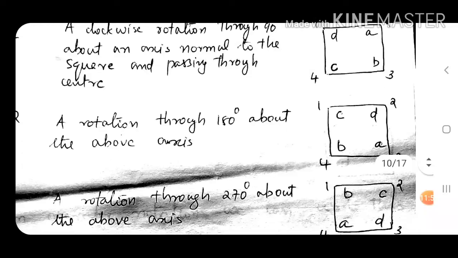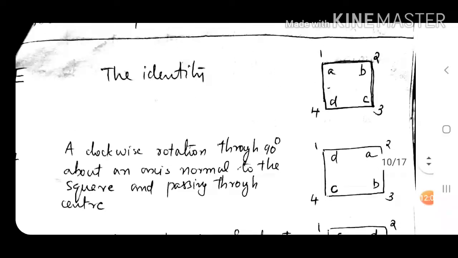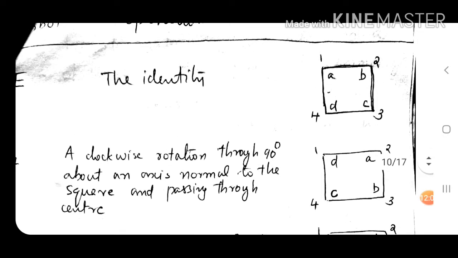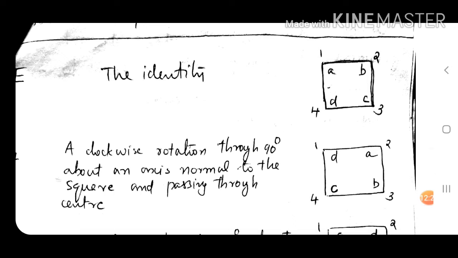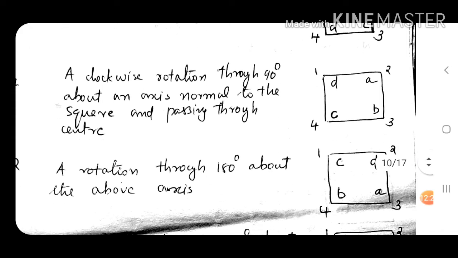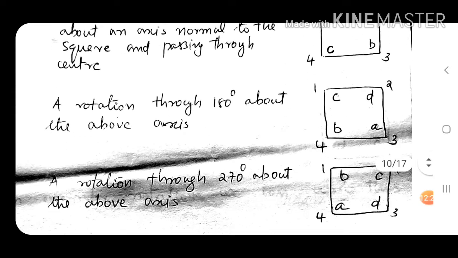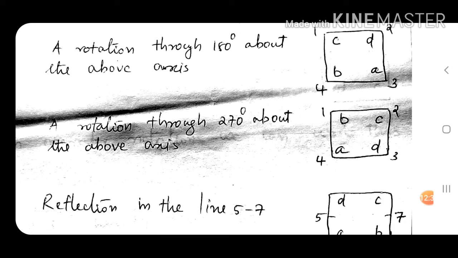Now a rotation through 180 degrees about the above axis. You are giving a 180 degree rotation. So A at corner 1 will reach corner 3, and B at corner 2 will reach corner 4. This rotation through 180 degrees is again a symmetry transformation because it leaves the system invariant. Now rotation through 270 degrees: A in corner 1 reaches corner 4.